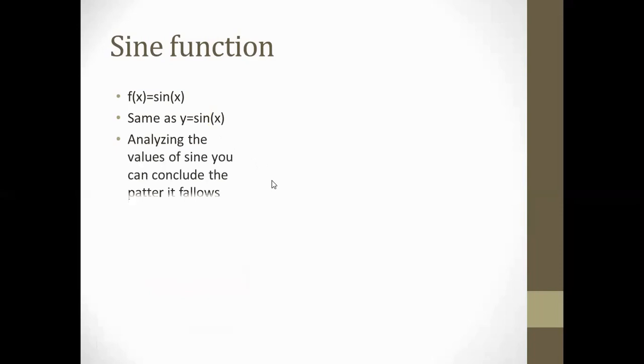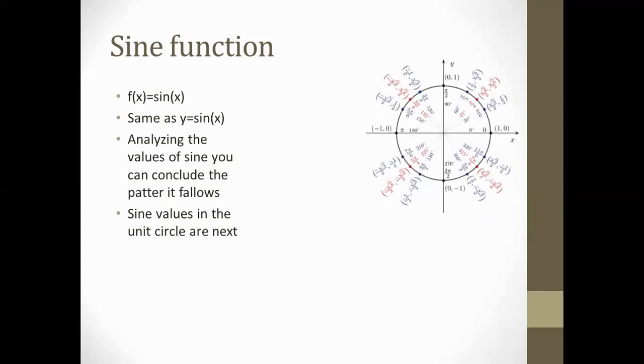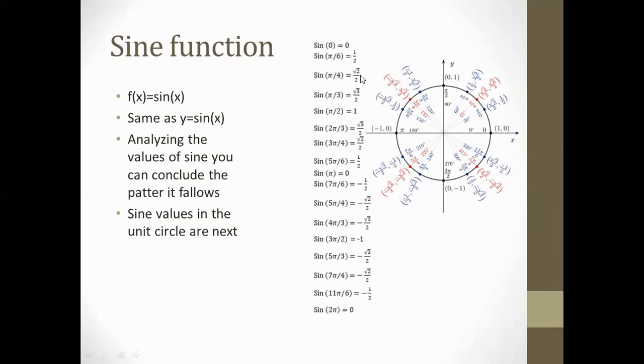We're going to analyze the values of sine. We're going to conclude the pattern that it is following. Sine values in the unit circle are the next ones. I think you already know them. There's a unit circle. If you remember, all these values, the y's, are related with sine. So here we have the list, and if you see 0, 1/2, square root of 2 over 2, square root of 3 over 2, and 1 repeats again, and then repeats but with a different sign.